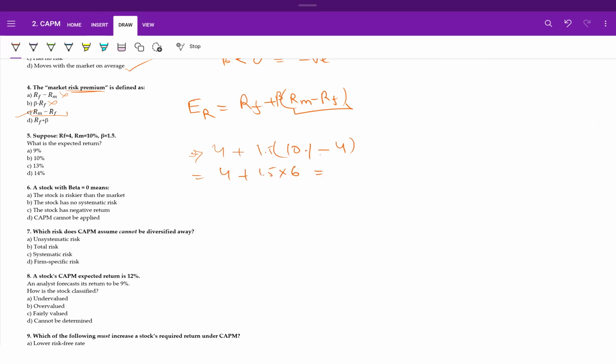4 plus 9 is equal to 13%. So the answer for question number 5 is 13%.